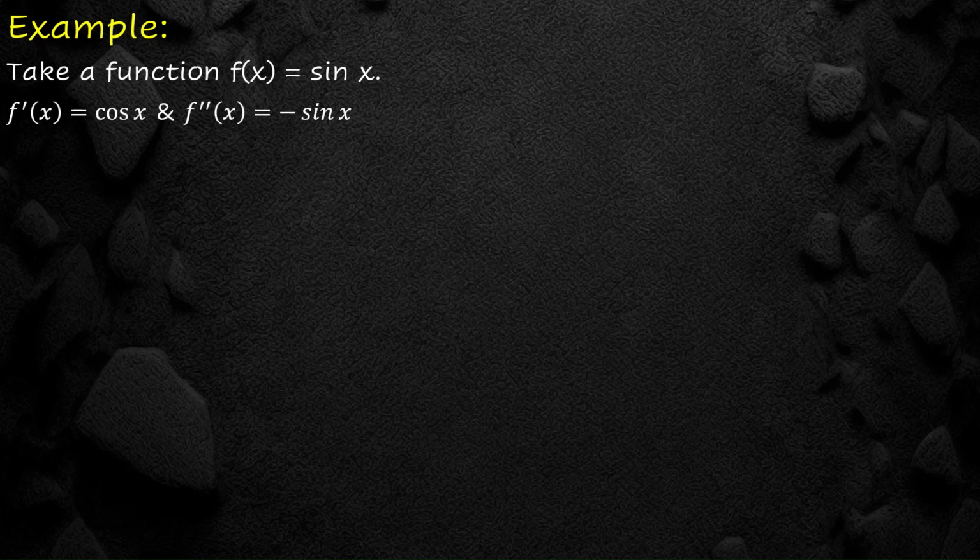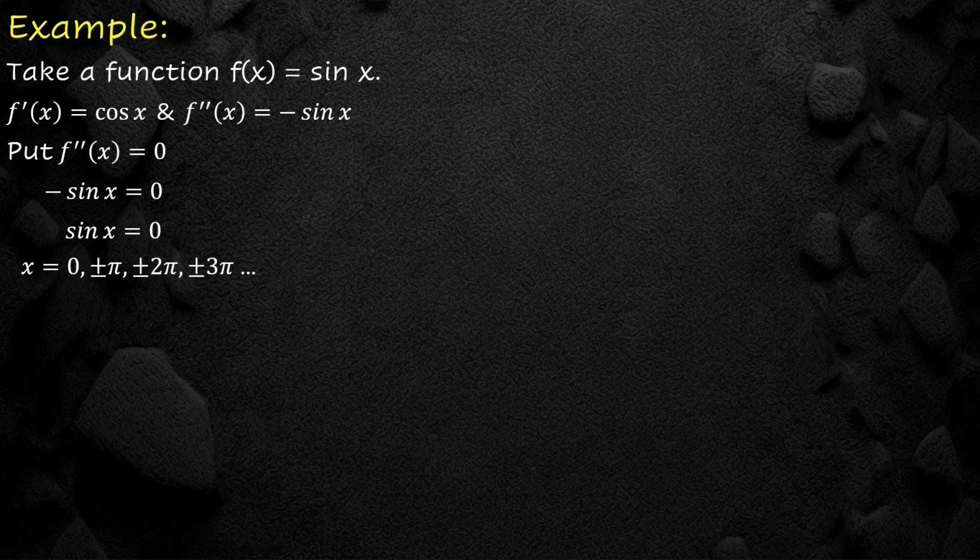Now we take an example to explain our methodology. We take a function f of x is equal to sine x. We find its first and second derivatives. Then we put the second derivative equal to 0, minus sine x is equal to 0, sine x is equal to 0, and we get x is equal to 0, plus minus pi, plus minus 2 pi, plus minus 3 pi. We investigate the points of inflection for x is equal to pi and x is equal to 2 pi.